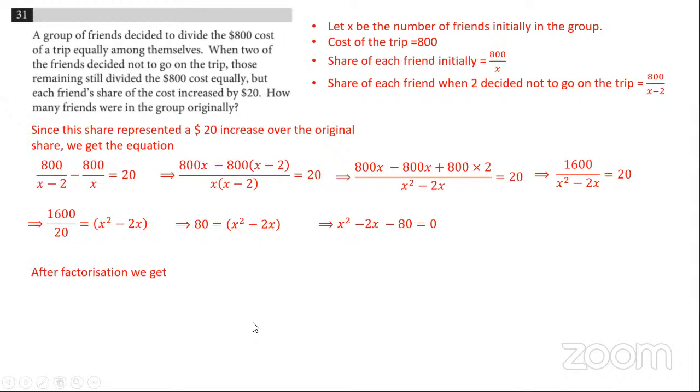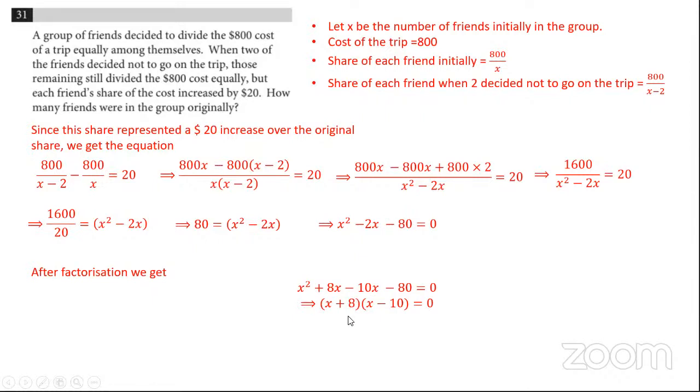So what I used here is the factorization method. Basically, I have to get -2 when I add the two terms and -80 when I multiply the two terms. So this is what I did: x squared plus 8x minus 10x. 8x minus 10x is basically -2x, and minus 80 equal to 0. And then I factorized it, took the common term out, and I got it.